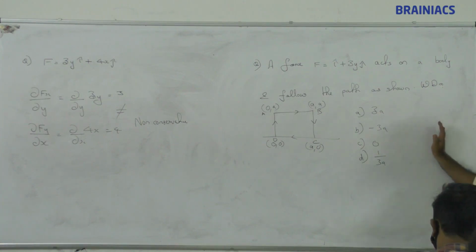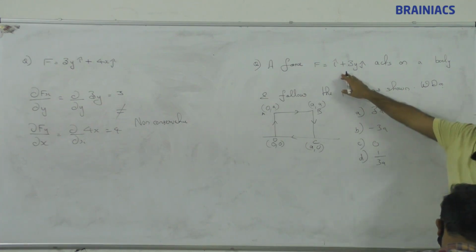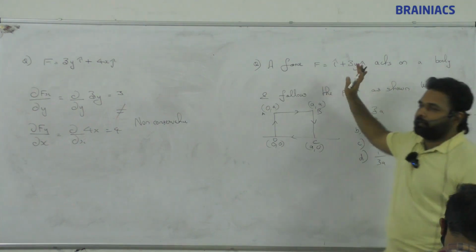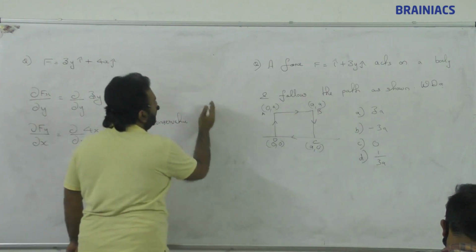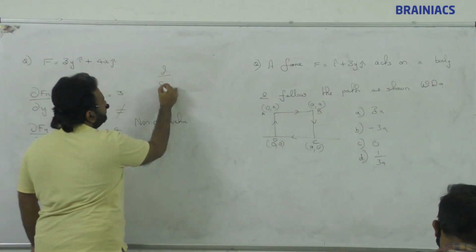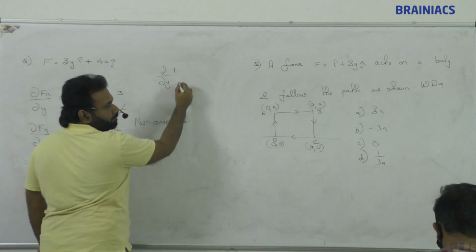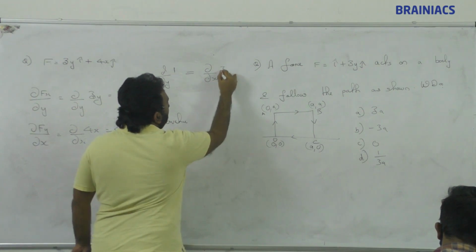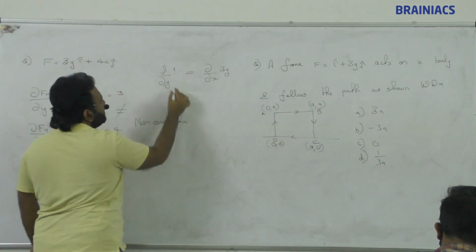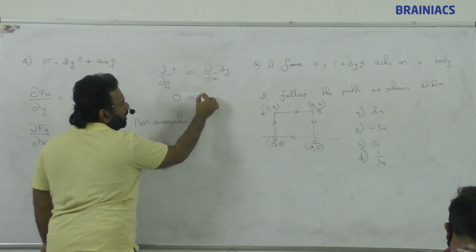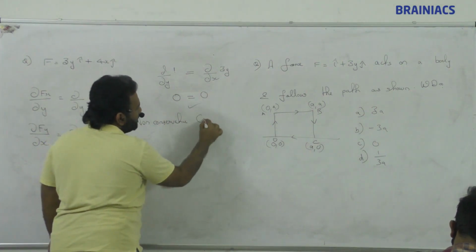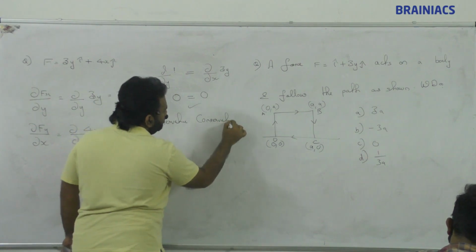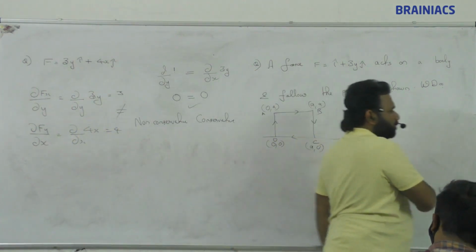Okay, what is the answer? 0. Okay, so just checking whether this is conservative or not. That is all. Clear? Just checking whether it is conservative or not. So ∂(1)/∂y, whether this is equal to ∂(3y)/∂x. This is equal to 0. This is equal to what? 0. So it is conservative, and so the answer is 0.